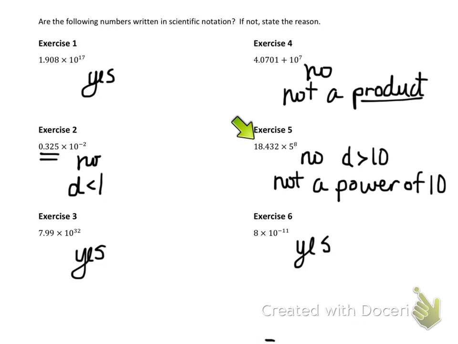Neither would exercise 5, for two reasons. First, the number D out front here, the decimal number, is greater than 10. It's not a number between 1 and 10. And I've got a power of 5, not a power of 10. So that fails on two accounts. Okay, and then the last one is written in scientific notation. The number out front is a number between 1 and 10, and it's being multiplied by a power of 10.